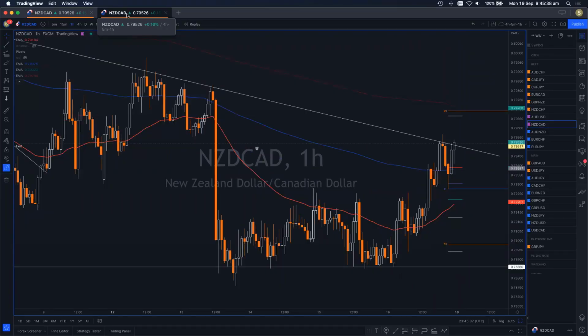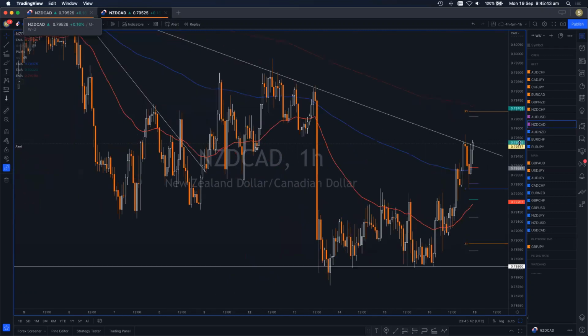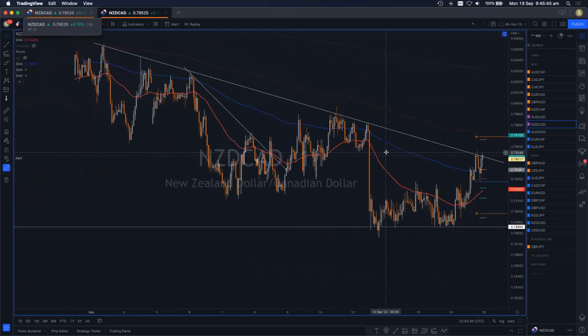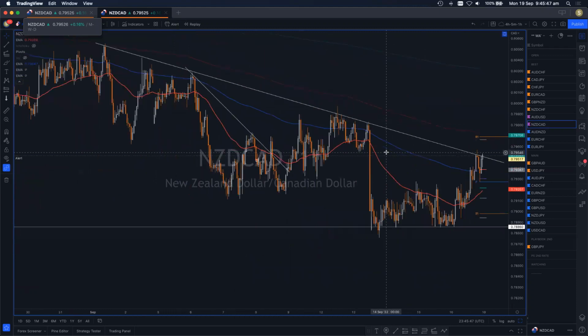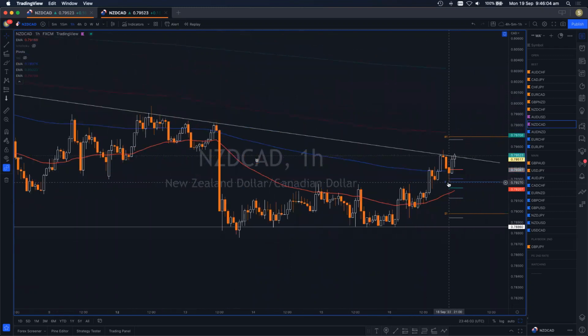All right, and this is an interesting one because we have this trend line that goes way back to early September. So we're talking nearly 3 weeks. And it's been respected very well. It was rejected on Friday, pulled back, and it's trying to get through again.